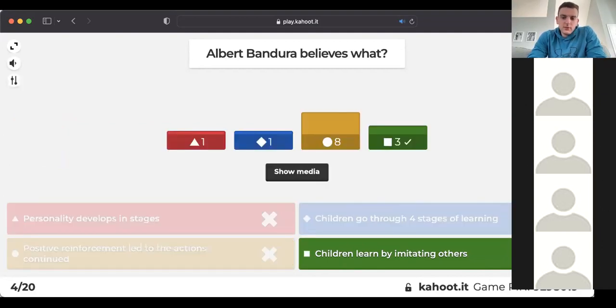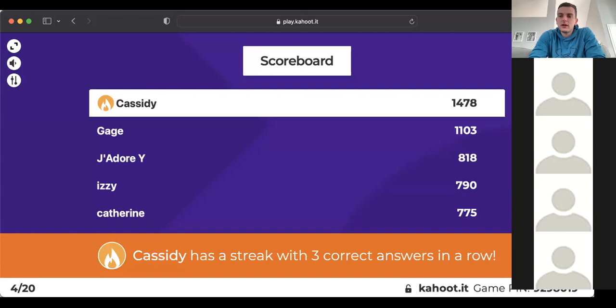Okay, so children learn by imitating others. So positive reinforcement led to the actions continued. That's a good guess. But in this case, the kids didn't need any positive reinforcement to mimic the adult's behavior. They just did it because they saw an authority figure doing it. In this case, we're talking about kids learning and internalizing behaviors based on seeing what other people do, specifically people older than them that they respect. So we call that observational learning.